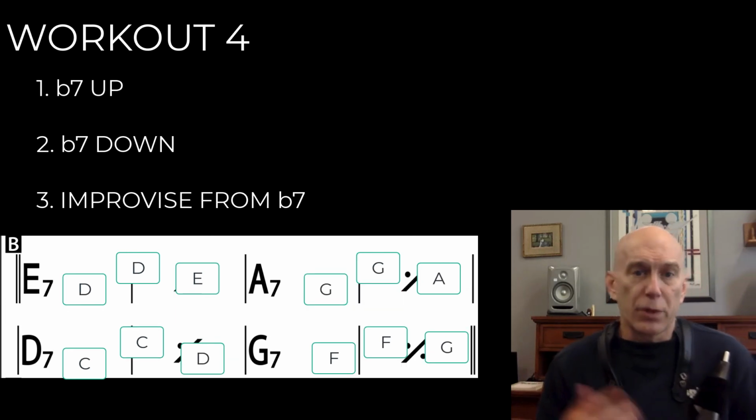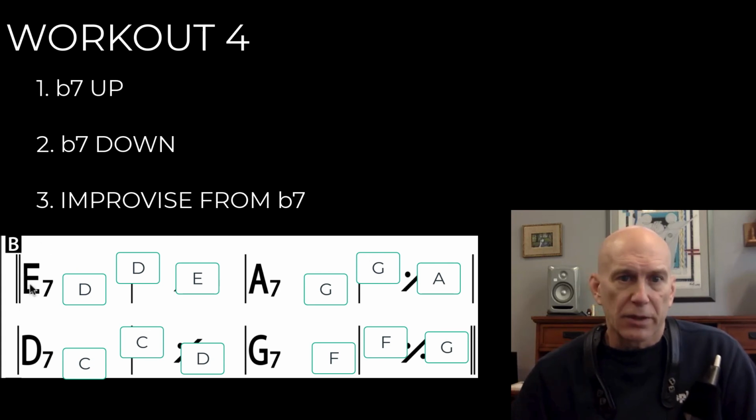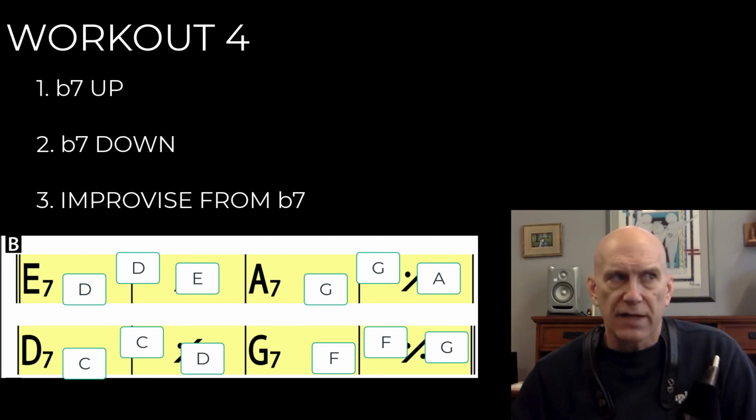And here we go. The third time, we'll improvise starting on flat 7s. So I'm going to loop it. And here we go. Up and down, flat 7, back down to the root.